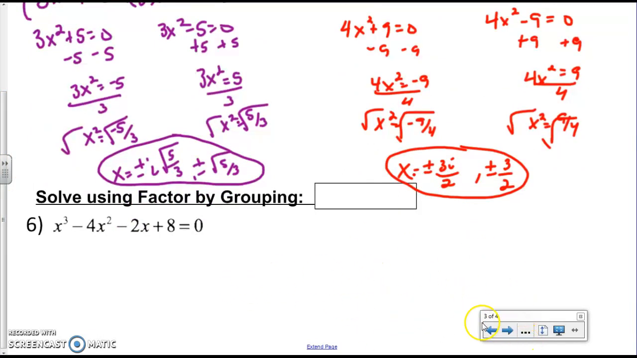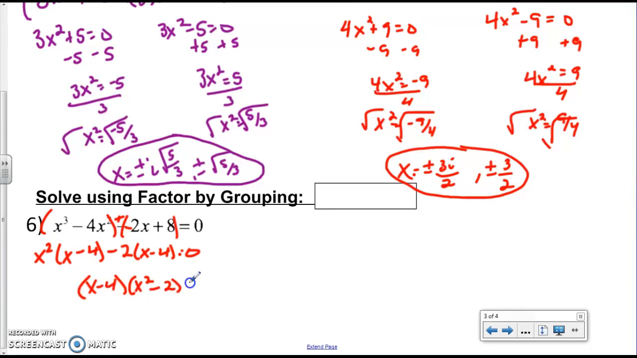Technically your third. Last one is factor by grouping. There's 4 terms here. This is very common in this one. Watch your signs, so that's a negative 2 there. Take out your GCF, which is x squared in the first group, and a negative 2 in the second group. So you get x minus 4 and x squared minus 2. And I'm going to set each part equal to 0 and solve.